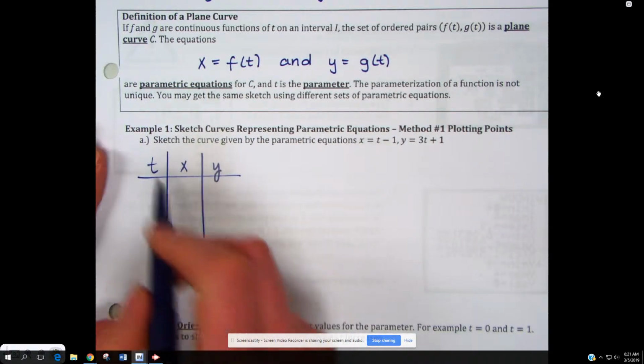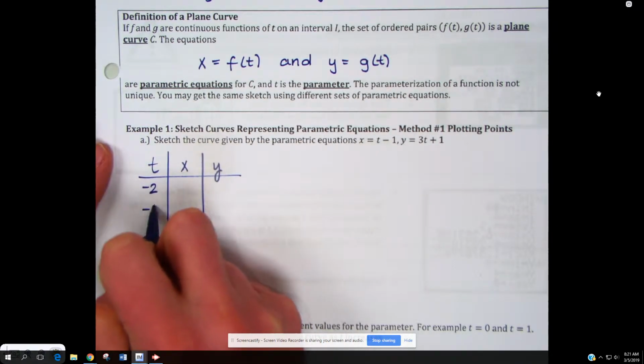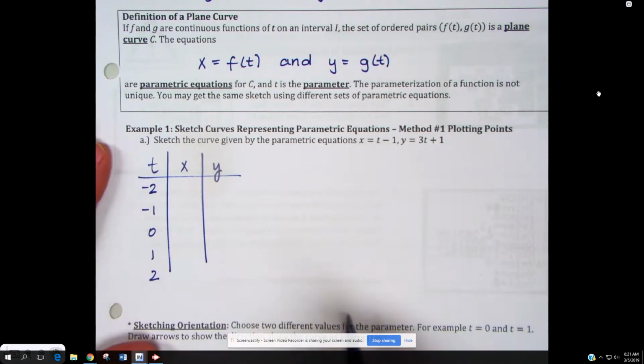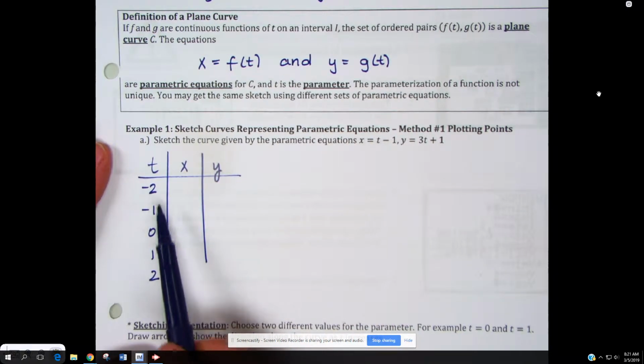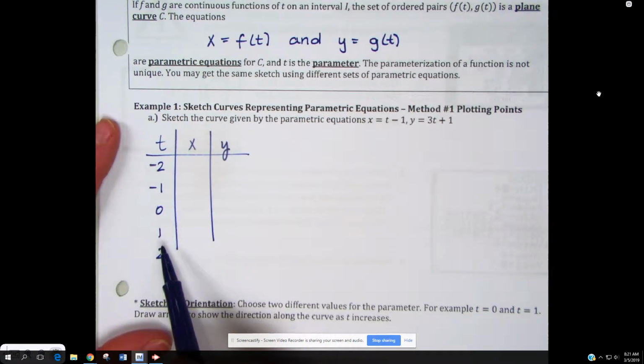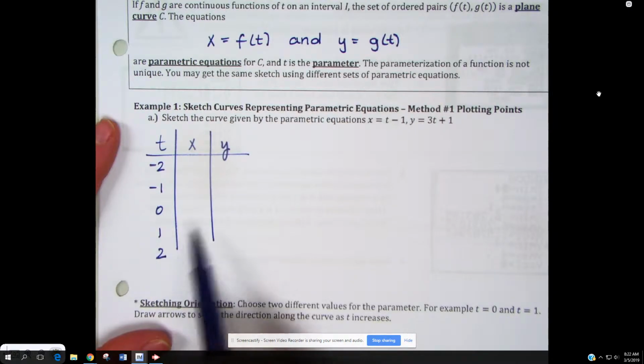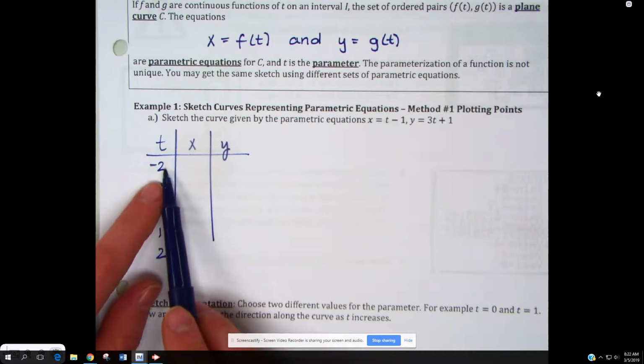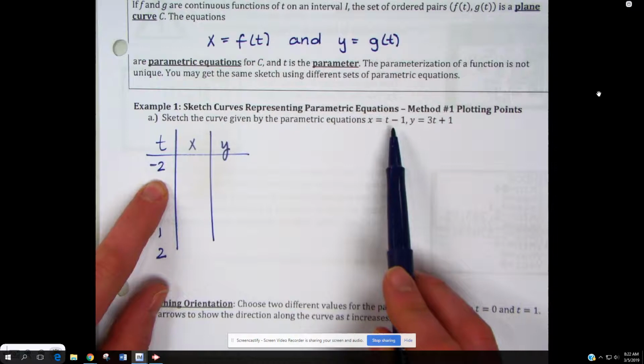So I'll show you here by choosing -2, -1, 0, 1, and 2. It gives us the 0. It gives us a little bit of positive, a little bit of negative. So it gives us an array of selections for the t value. And then in order to generate my x value, I'm going to take each of those t values and plug them into the x equation.